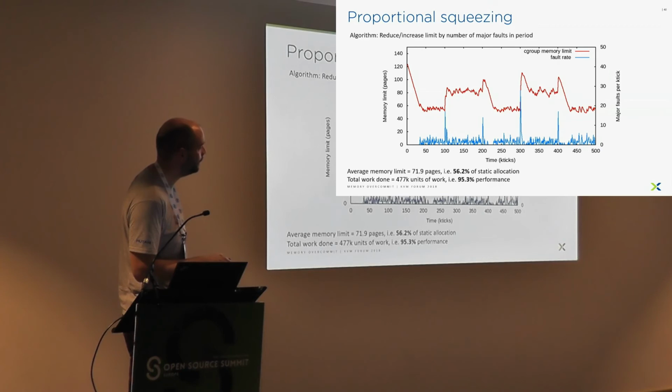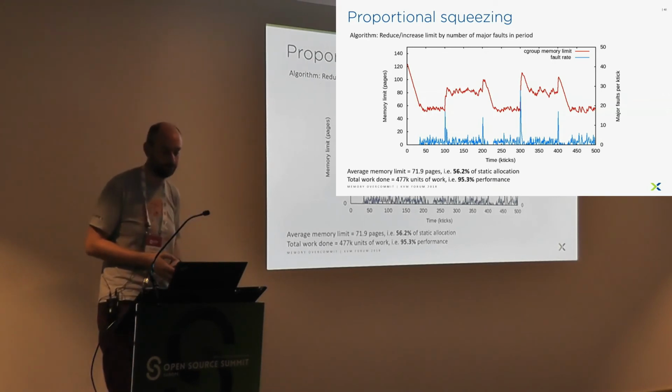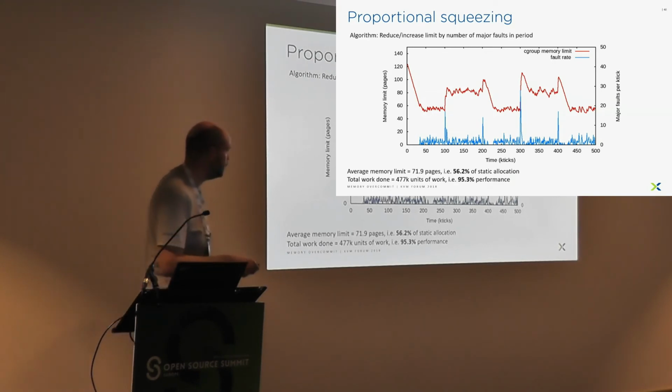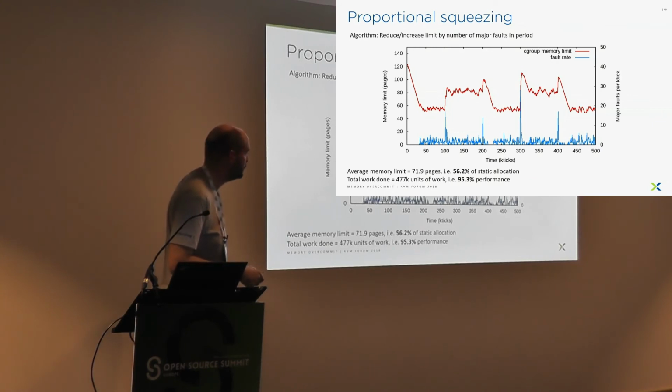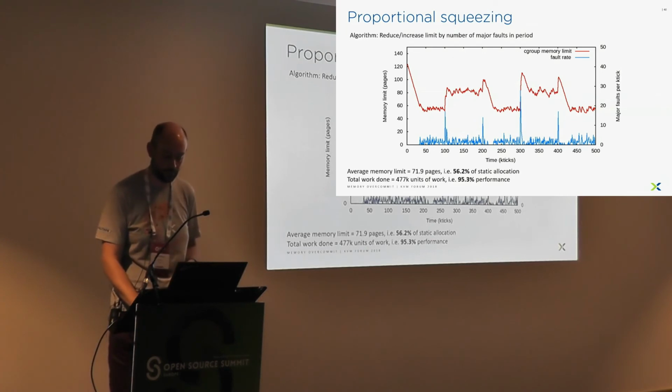So although we did have those faults, we then bumped the limit up very aggressively, and then the fault rate fell down very quickly. So that's good, we solved that problem. So we're now up to 95.3% performance, and our average was 56.2. So maybe we were doing a little bit better than we were before.